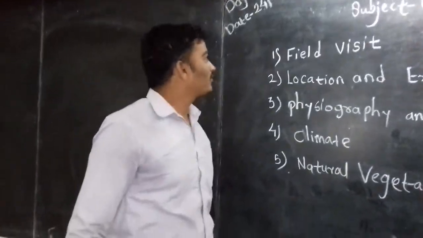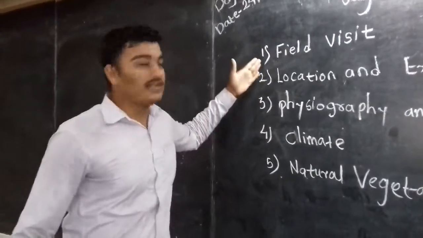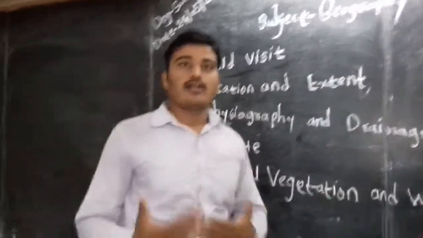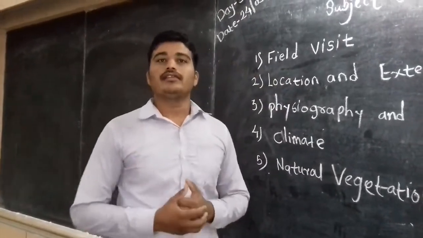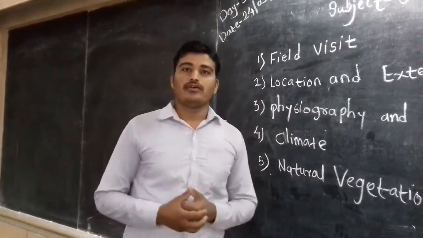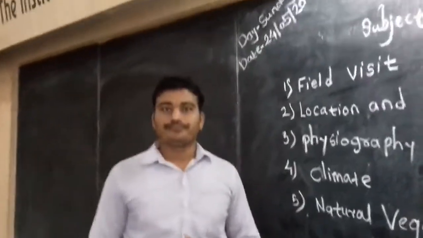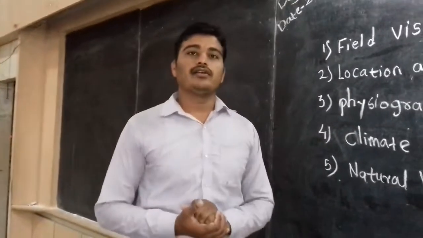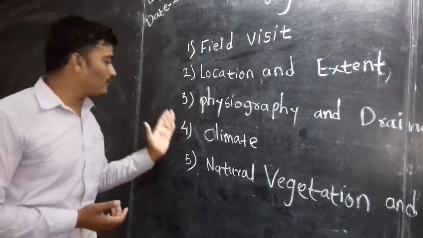So students, first of all we will see what each lesson exactly covers. First we will see the field visit. In a field visit we see how to visit a particular place, what type of information we have to collect and note down, and also we have to shoot some photographs. For that we are going to take a field visit, and after that we are going to see our second, third, fourth and fifth lessons.